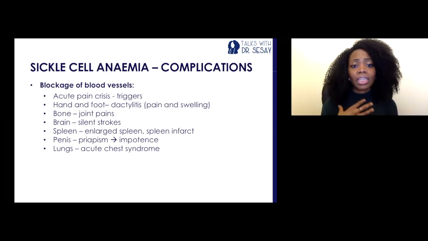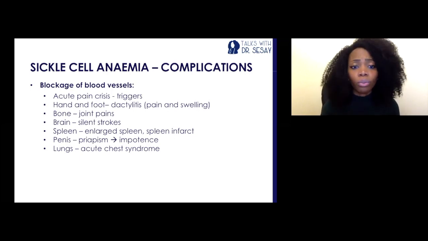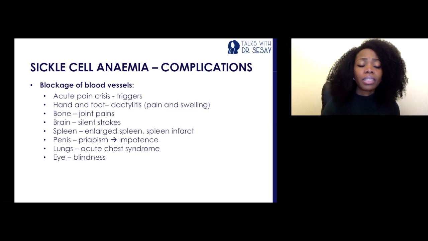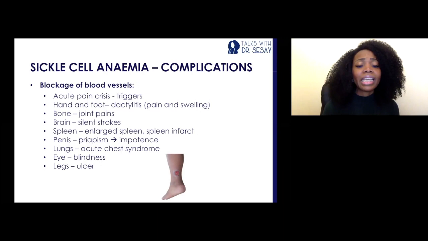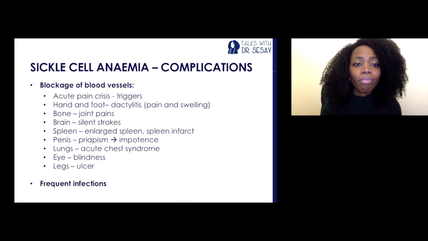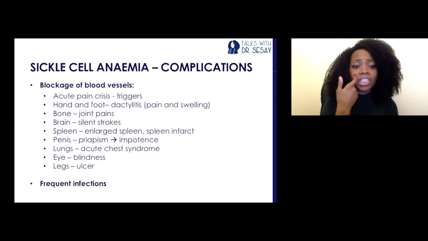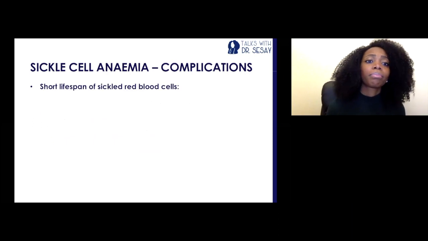If this happens in the lungs, it can cause really severe acute chest syndrome, which is where they get really intense pain in their chest, shortness of breath, a lot of fluids in their lungs, they can't breathe. If the blockage of blood vessels happens in the eye, that's where blindness can occur. And if it happens in the legs, it can cause ulcers, which is breakage of the skin that's difficult to heal, again, because the blood flow is really poor. And then, again, issues with the spleen means that they're more prone to having quite frequent infections.